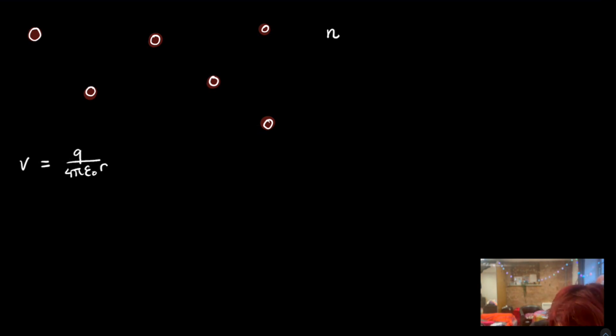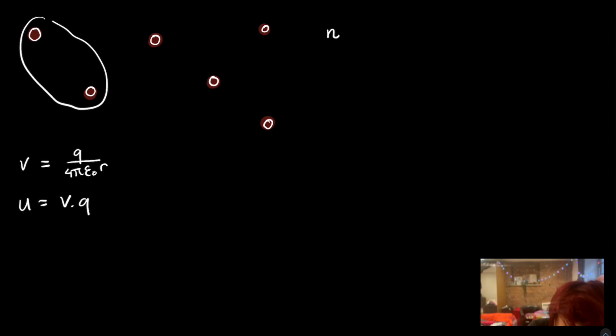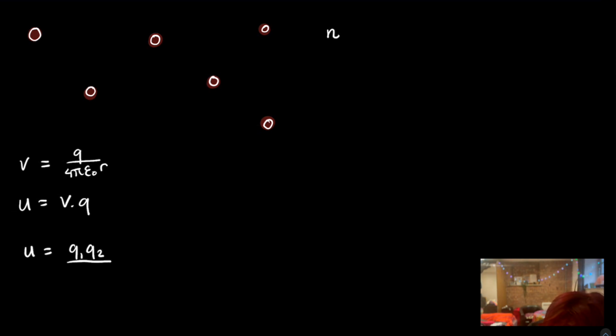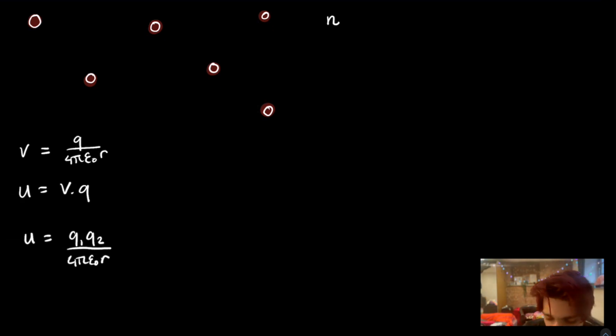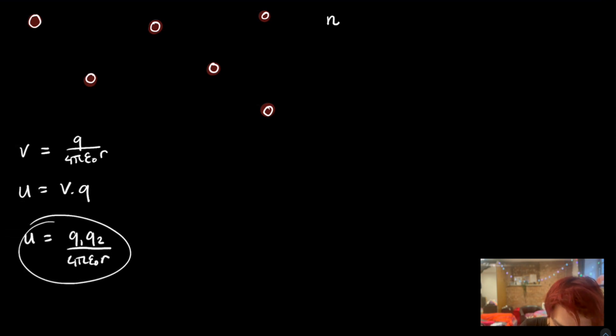Well, we know that the potential energy, U, we just get by multiplying the potential V times the charge. And so if we have 2 charges, then we can essentially say that the potential energy is equal to Q1 times Q2 over 4 pi epsilon naught r, where Q1 and Q2 are the values of each charge respectively. That's okay for 2 charges, but of course we have many charges in this system. So we're going to have to add together all of the potential energies of all the charges within an n particle system.